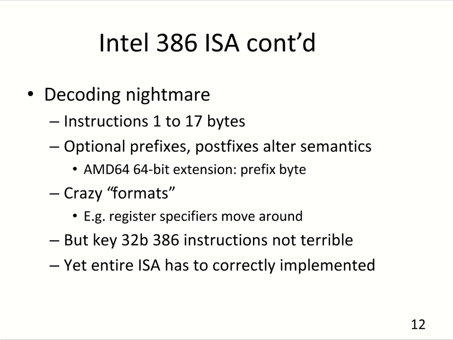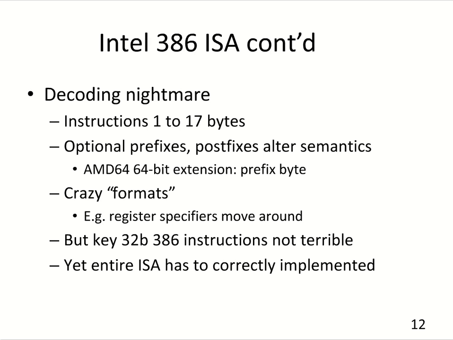In general, the 386 instruction set is a bit of a decoding nightmare once you start worrying about having to build hardware that reads these encoded instructions in and tries to figure out how to execute them. Because the instructions can vary from 1 to 17 bytes, the decoder actually has to look at all of the 17 bytes to figure out where the instruction actually begins and ends.